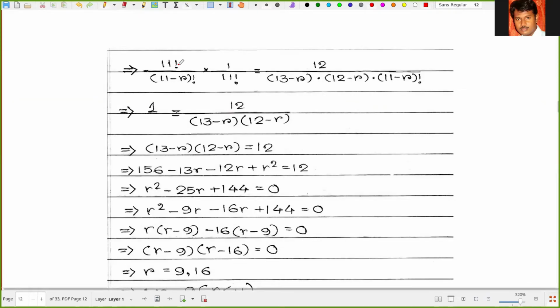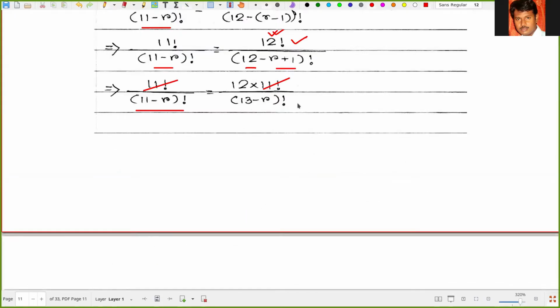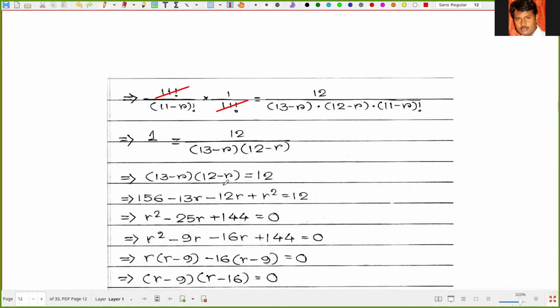So 11 factorial upon (11 minus R) factorial is equal to 1 by 11 factorial is equal to 12 by (13 minus R) into (12 minus R) into (11 minus R) factorial. So already that one has been divided. Now we are decomposing the (13 minus R) factorial in that way: (13 minus R) into (12 minus R) into (11 minus R) factorial. So we can also divide (11 minus R) factorial.